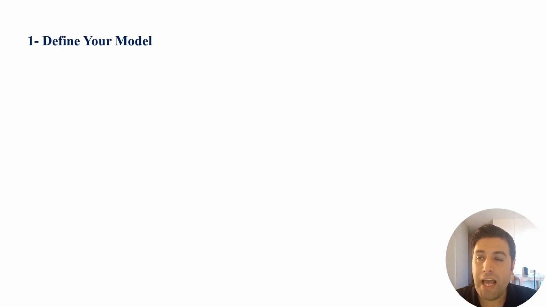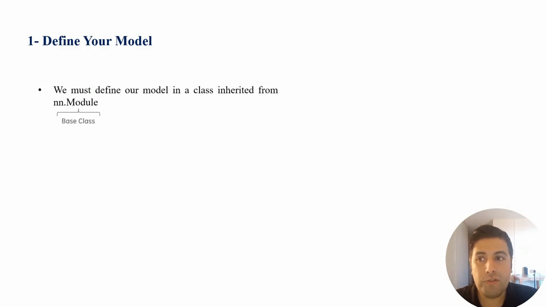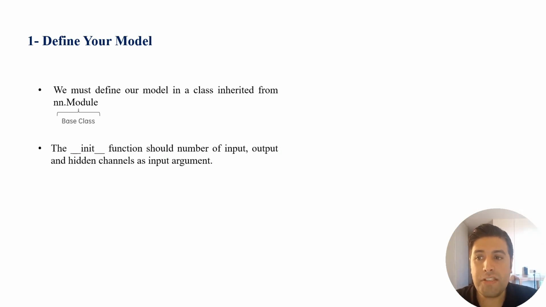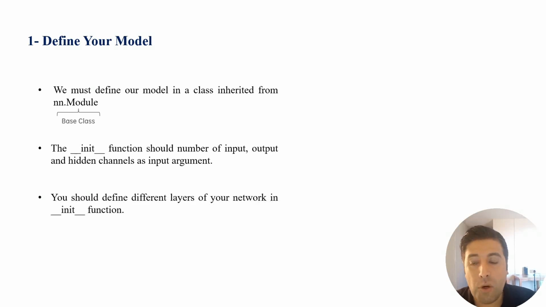First, we are going to talk about how to define our model. In order to define our model, you must use a class. We must write our model class, which is inherited from nn.Module. And nn.Module is a base class for all of the neural networks written in Pytorch. Then you must use the init function, which is the initialize function, to initiate the neural network. This function is called whenever you are constructing an object from the class.